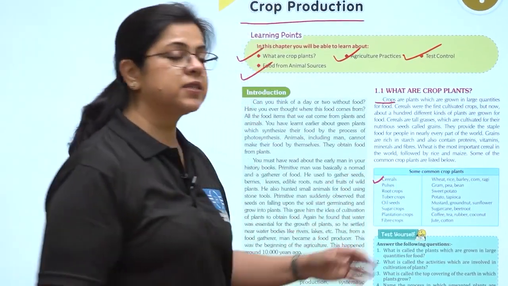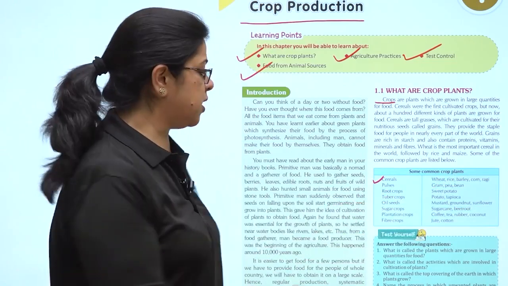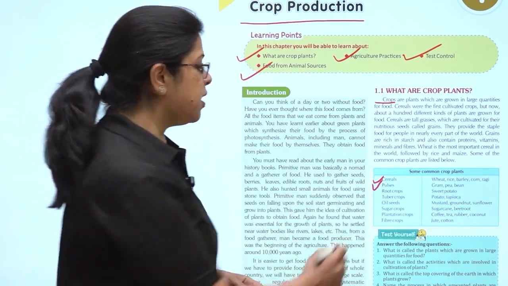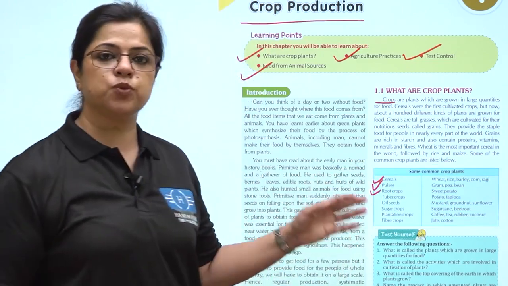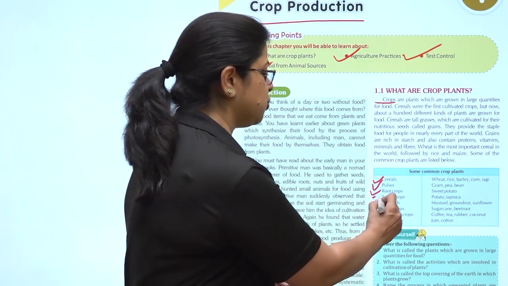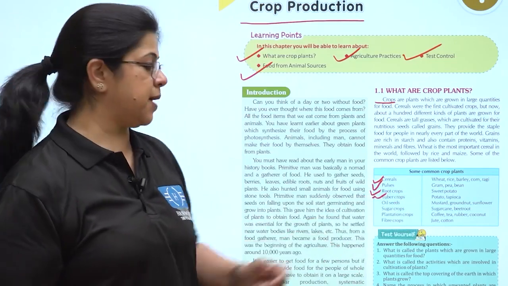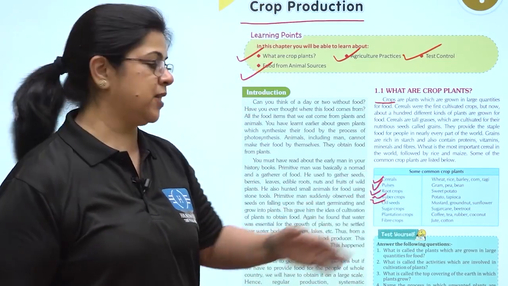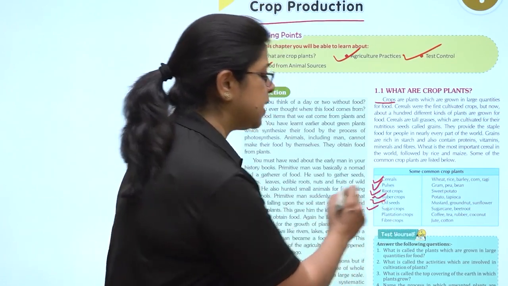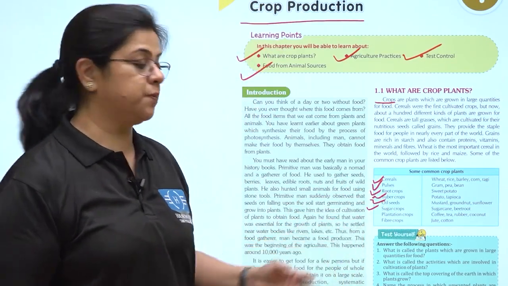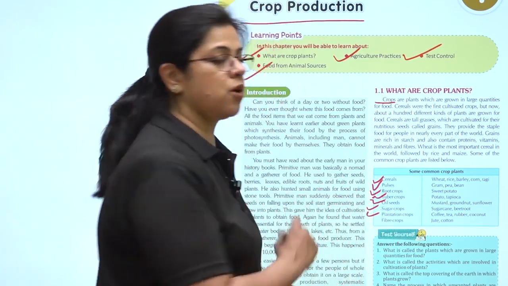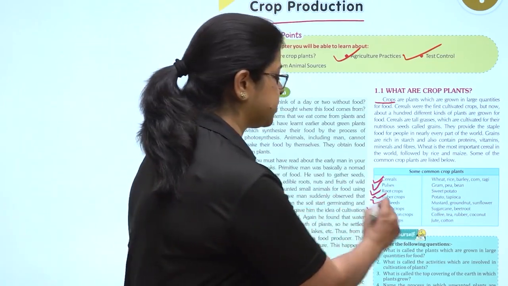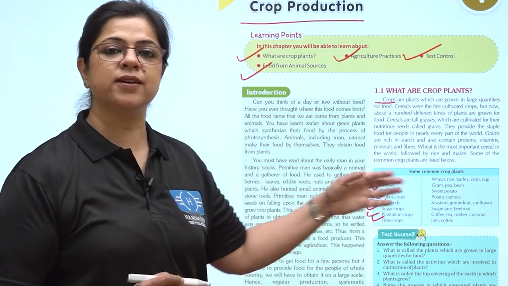We have cereals: wheat, rice, barley, etc. We have pulses: gram, peas, beans, etc. We have root crops like sweet potato. We have tuber crops like potato and tapioca. We have oil seeds: groundnuts, sunflower seeds, etc. We have sugar crops like sugarcane and sugar beet. We have plantation crops: tea, coffee and cocoa. We have fiber crops, like jute and cotton.